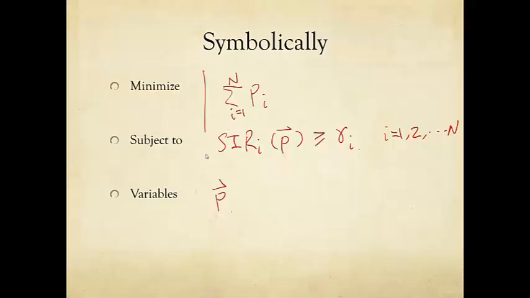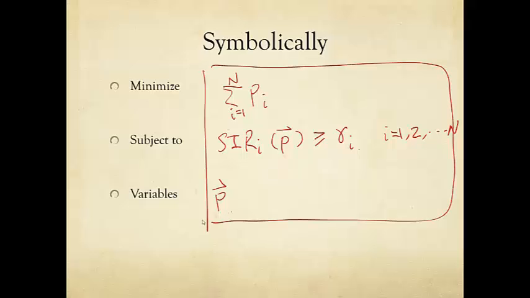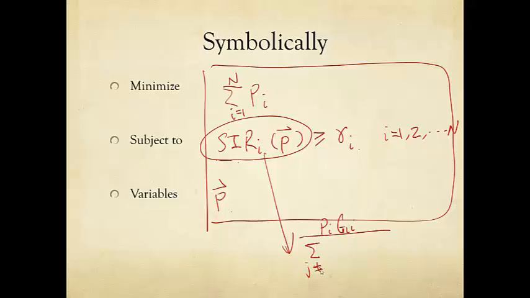Now, this is our first optimization problem. We'll encounter at least 5 or 6 more throughout this course. Of course, this is actually a shorthand notation. If we write out the definition of SIR, then what we have is P_i G_ii over the summation across all j not equal to i, P_j G_ij plus N_i. And we want that to be greater than or equal to gamma i.